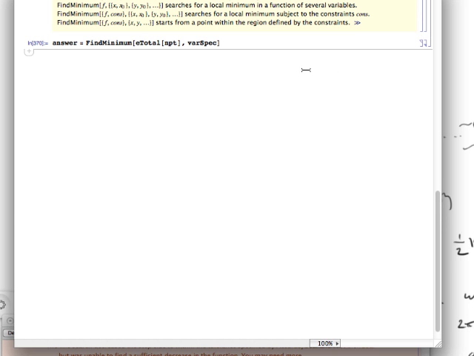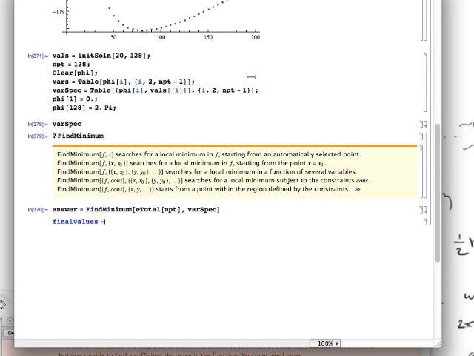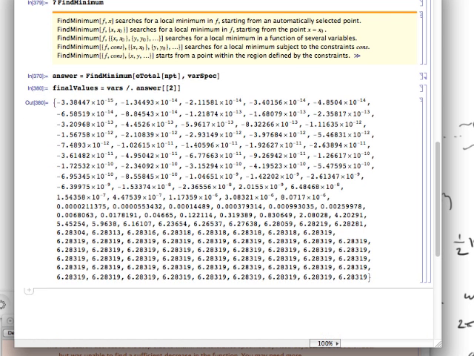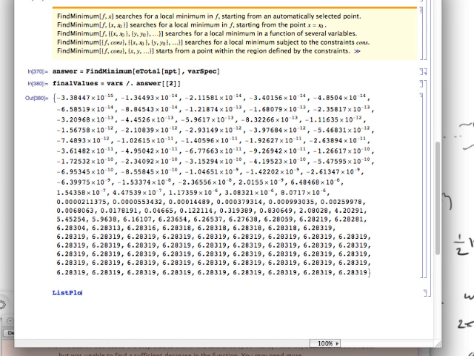So if we want the final values, then that would be a list of the phi's as substituted by that. So I might do it like this. Take the variables vars and substitute them by the answer, the second part of which was the list of substitution rules. And that just gives me a big long list of values, and I can list plot those.